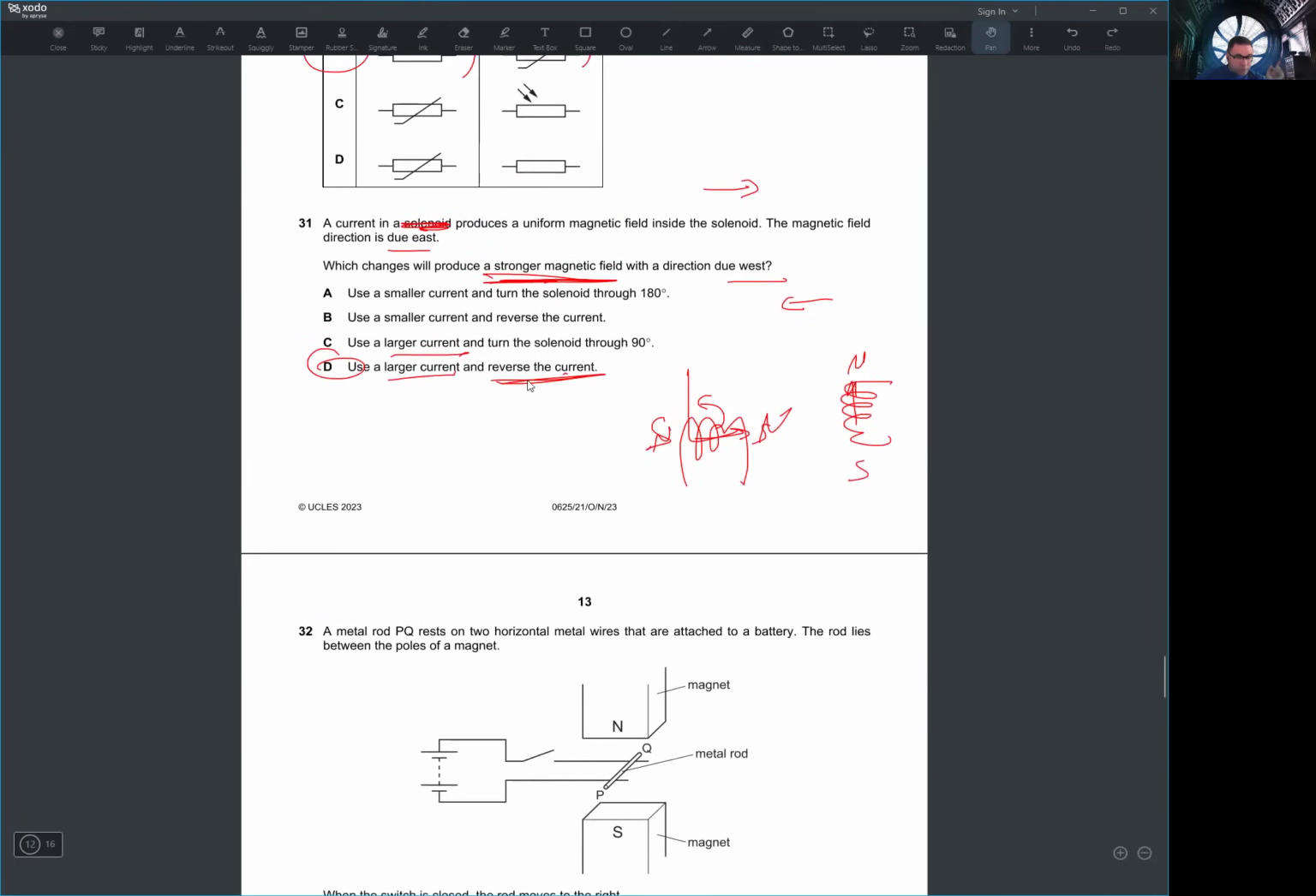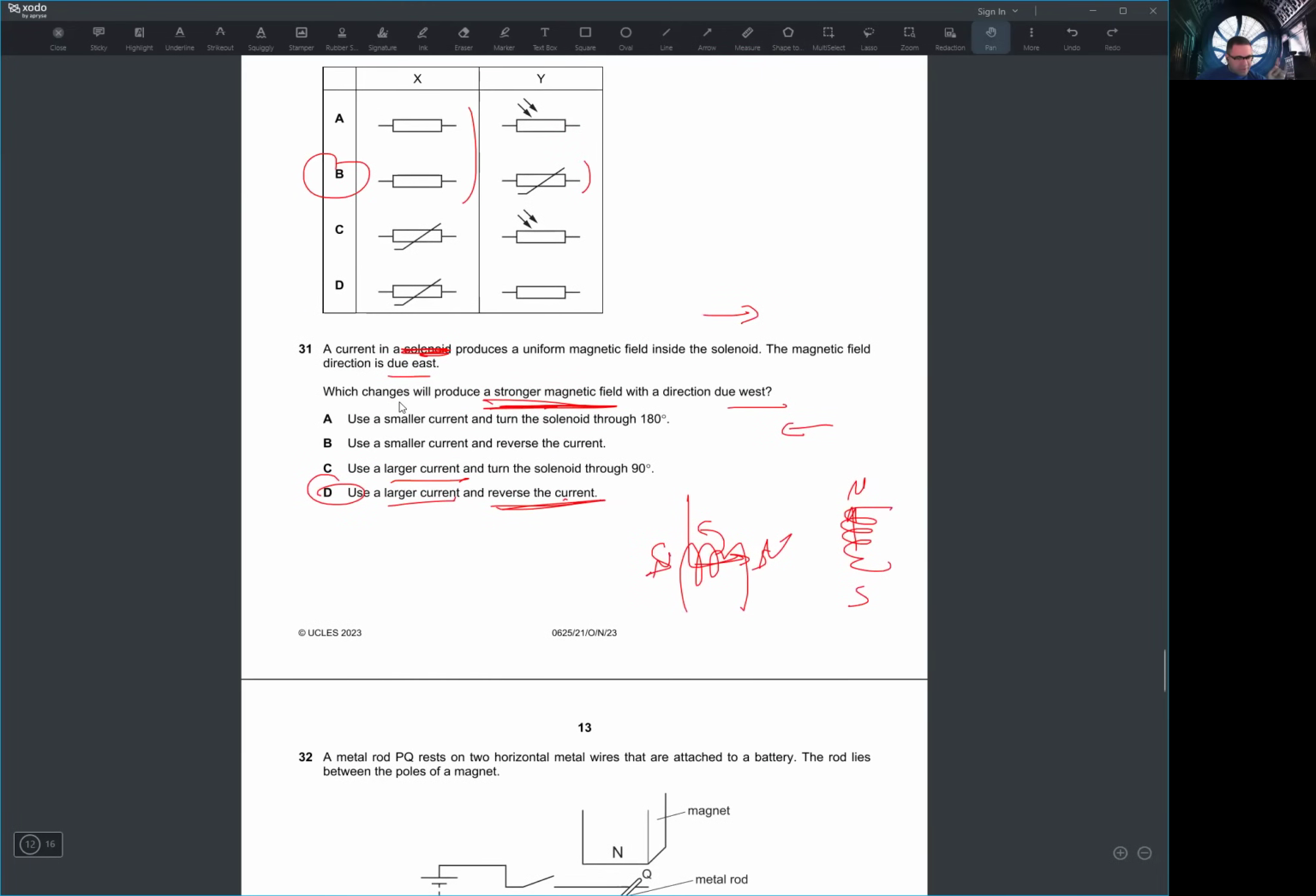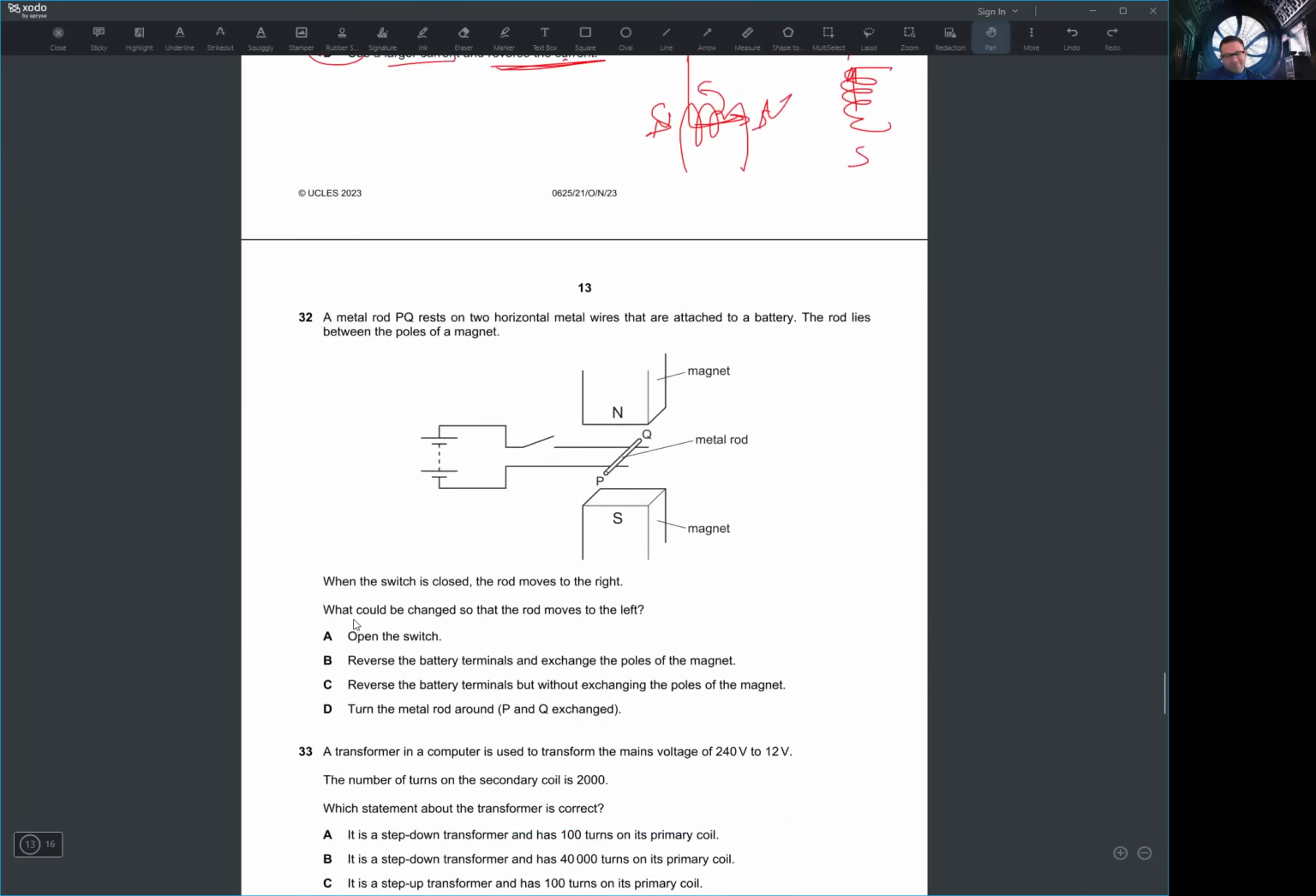You know what would work? But the first part of the sentence is wrong. Turning the solenoid through 180 degrees, like if you literally physically turn the coil 180 degrees, that's fine. But he said using a smaller current, so that's not fine for the first half of my answer.